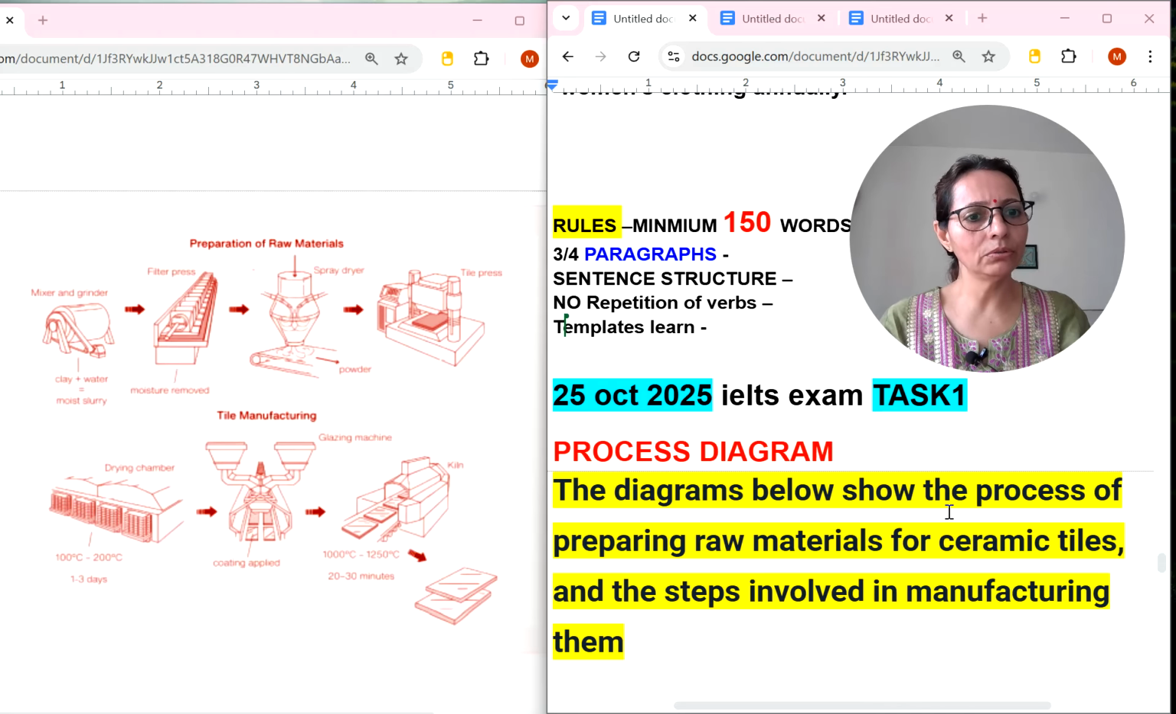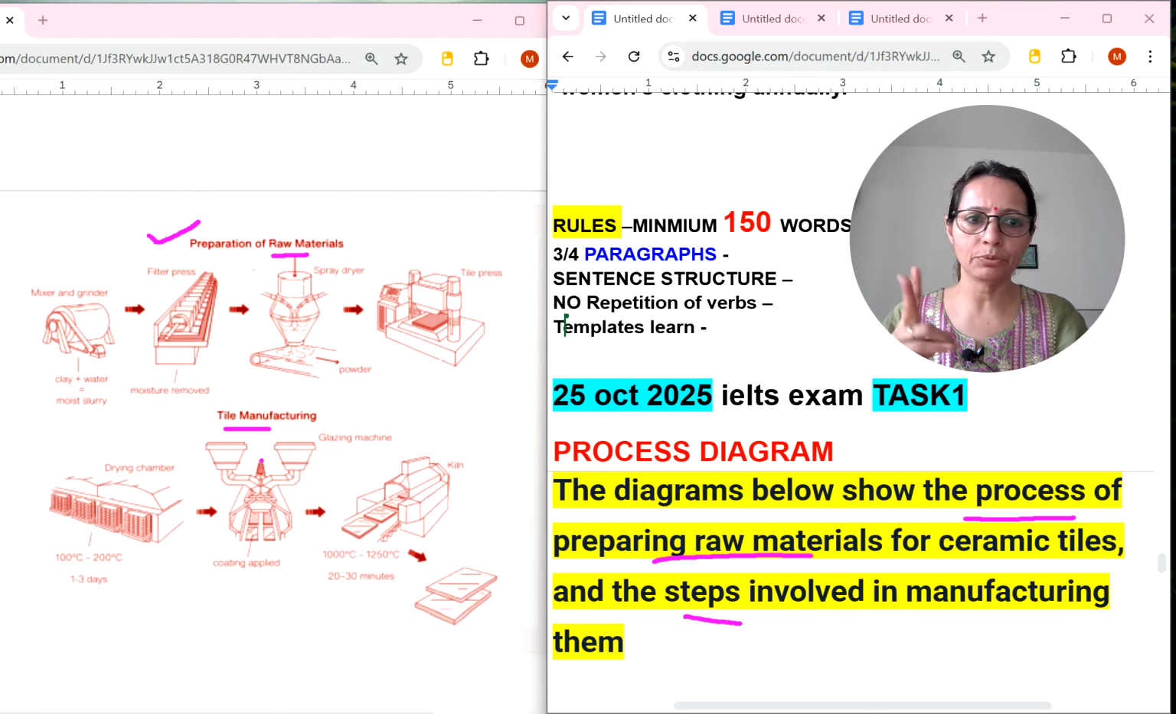The diagrams below show the process of preparing raw materials for ceramic tiles and the steps involved in manufacturing them. The question statement itself says the diagrams. There are two diagrams, preparation of raw materials and manufacturing of tiles. In the question statement they are saying the process of preparing raw materials for ceramic tiles and the steps. It means there are two types of process. First is raw material, second is the final finished product.